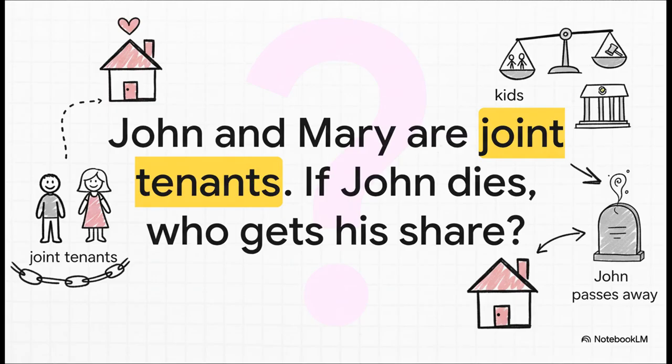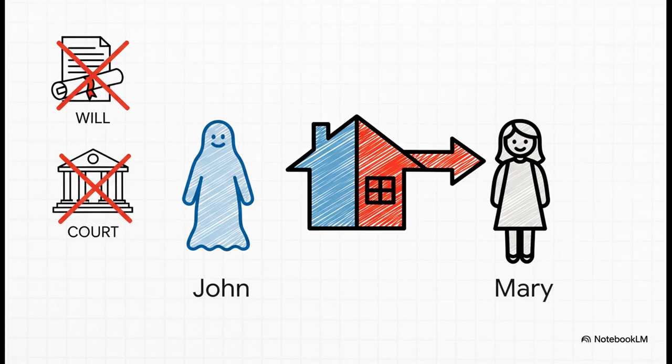Here's our first co-ownership scenario. A deed says to John and Mary as joint tenants. The key word there, of course, is joint tenants. Now, sadly, John dies. What happens to his interest in the property? Does it go to his kids? Does it go to probate court? What do you think? The answer is it automatically goes straight to Mary.